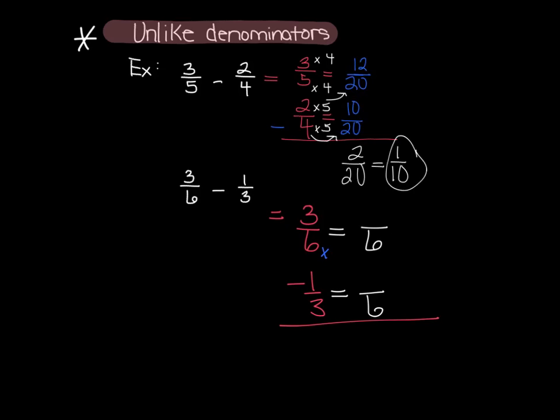Now here we ask ourselves, 6 times what is 6? 1. So we multiply by 1 at the top. Here, 3 times what is 6? 2. So we multiply 1 times 2, and we get our new numerators. And we finish our problem by subtracting. 3 minus 2 is 1. The denominator stays a 6 because we worked so hard to get that. Let's keep it. And circle, because I know that's simplified. All finished.